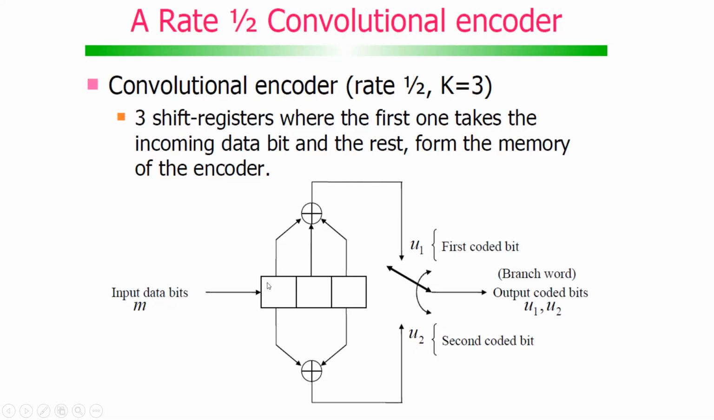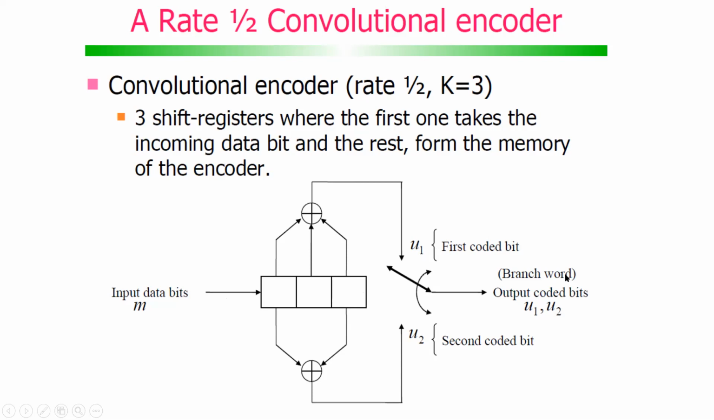So it is a 1/2 convolutional encoder. That's why this rate is given. The rate of this encoder is 1/2 because 1 bit is coming at the input and 2 bits we are getting at the output. And this is also known as a branch word. This is the first coded bit, this is the second coded bit, and 2 coded bits placed together is known as a branch word. I hope the things are clear.